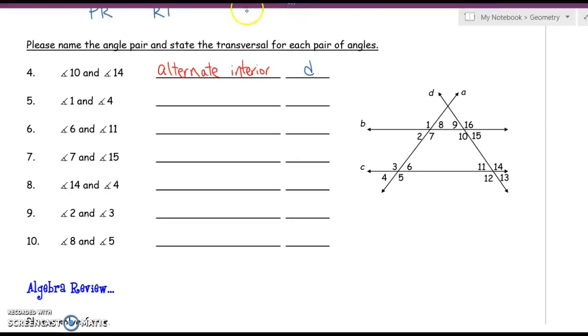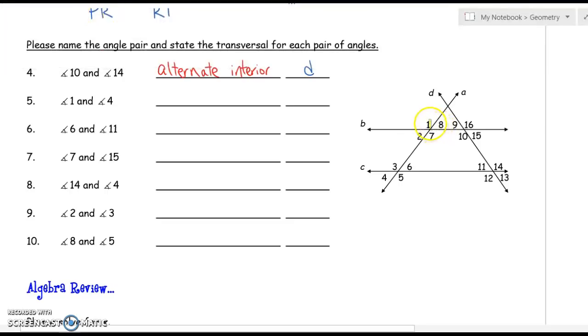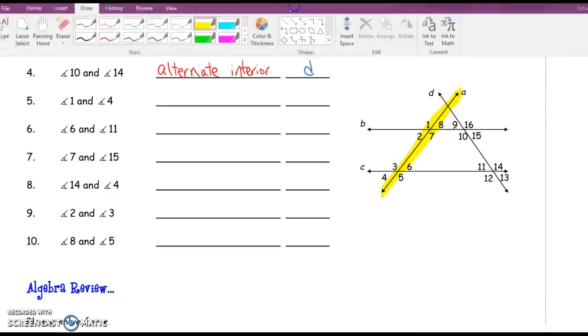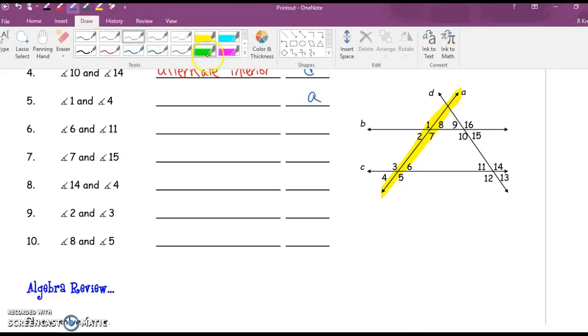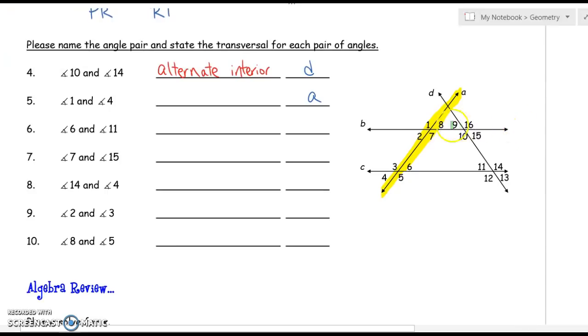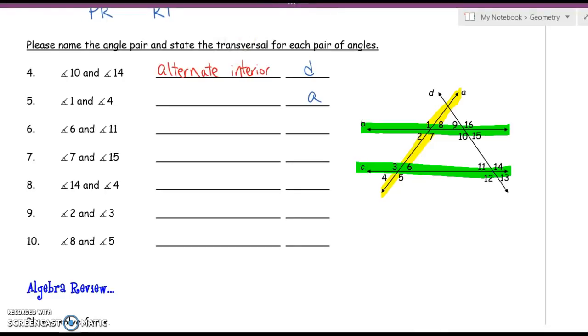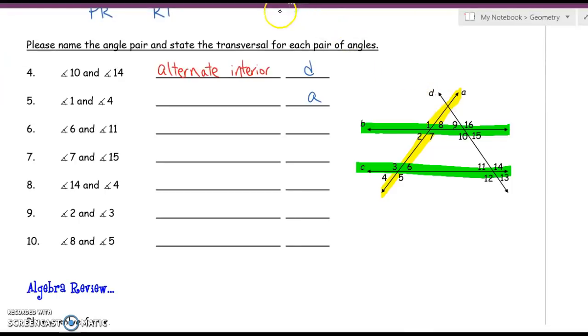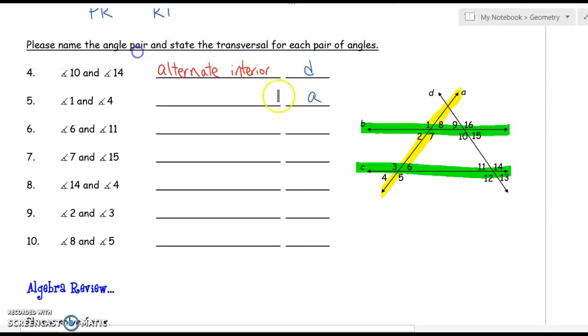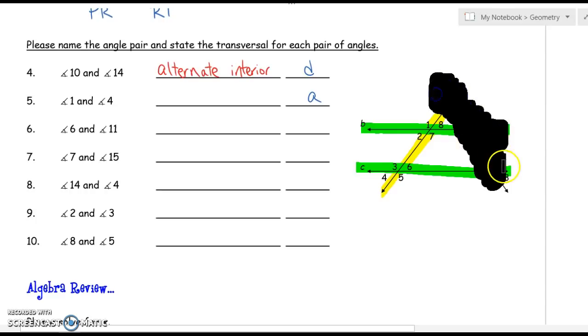is angle 1 and angle 4. So first thing you're going to do is look for the line that touches both angle 1 and angle 4. The line that touches both of them is this line A. So A is going to be our transversal. All right, and then you're going to look at the other lines that touch angle 1 and angle 4. Angle 1 is touched by this line, angle 4 is touched by this line. The only line that we didn't really use is line D, so we're going to kind of ignore line D and all of the stuff that goes with it.